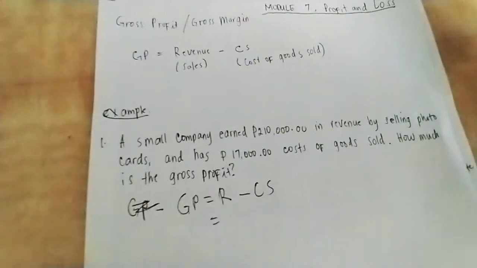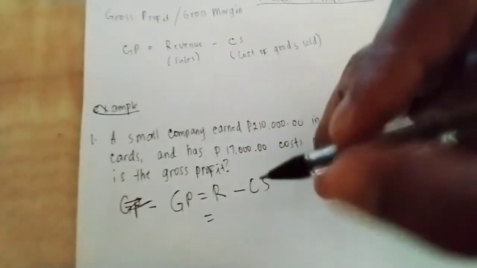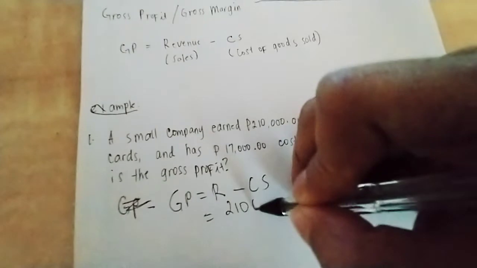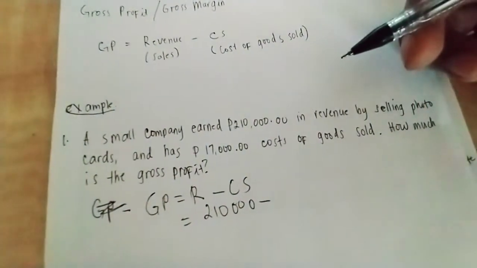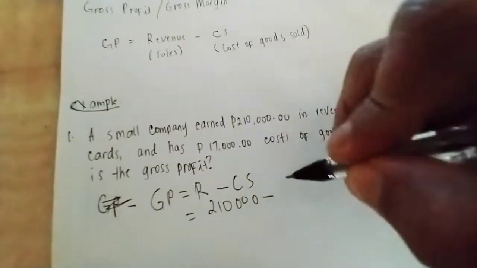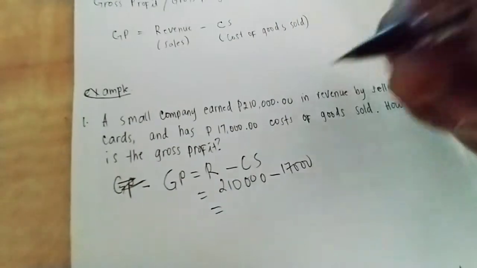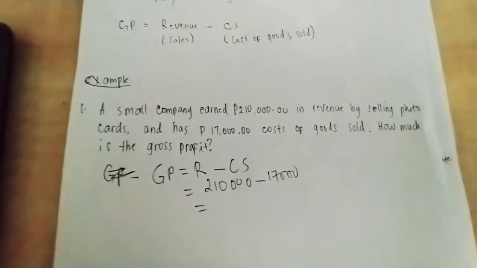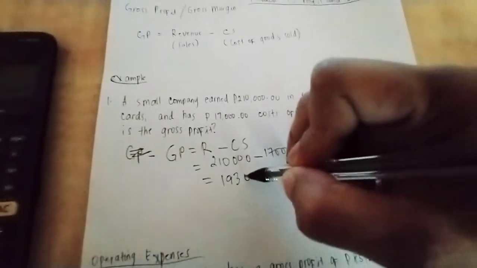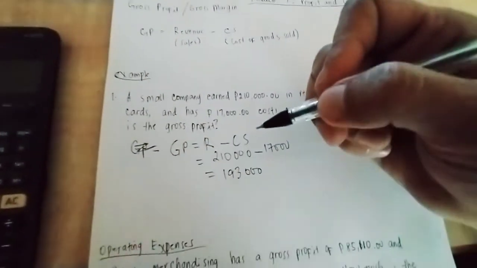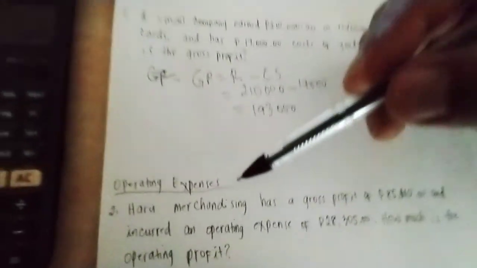So, ang gross profit natin or revenue or yung sales, ito yung earned niya, no? So, 210,000 minus cost of goods sold. That is 17,000. So, 210,000 minus 17,000. So, that is 193,000 pesos. Okay?